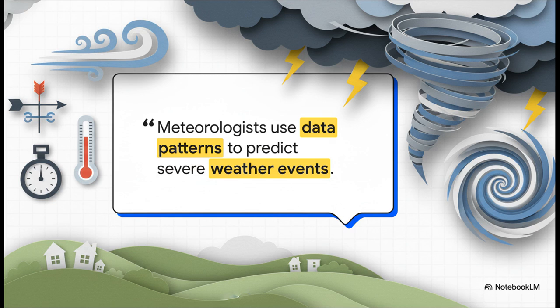Okay, I'm seeing the air pressure is dropping rapidly. At the exact same time, surface temperatures are rising significantly. Now, based on historical data, I know this specific pattern of atmospheric instability precedes major storms. Therefore, a severe weather event like a tornado or hurricane is likely imminent. See that? By understanding the pattern, I didn't just explain the current weather, I literally predicted the future weather.